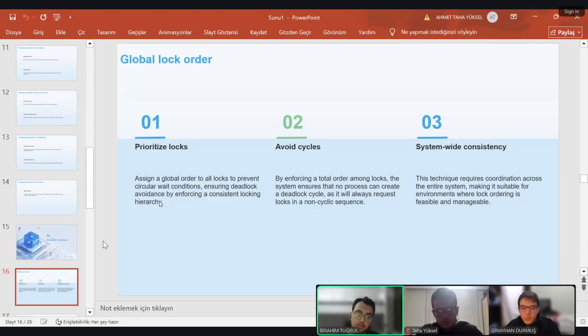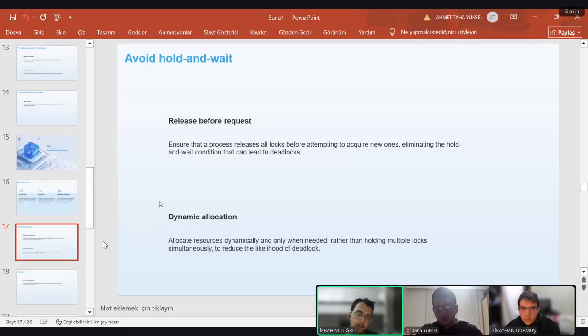This technique requires coordination across the entire system, making it suitable for environments where lock ordering is feasible and manageable. Avoiding hold and wait, releasing before the request: we ensure that a process releases all locks before attempting to acquire new ones, eliminating the hold and wait condition that can lead to deadlocks. And dynamic allocation: allocate resources dynamically and only when needed, rather than holding multiple locks simultaneously, to reduce the likelihood of deadlock.